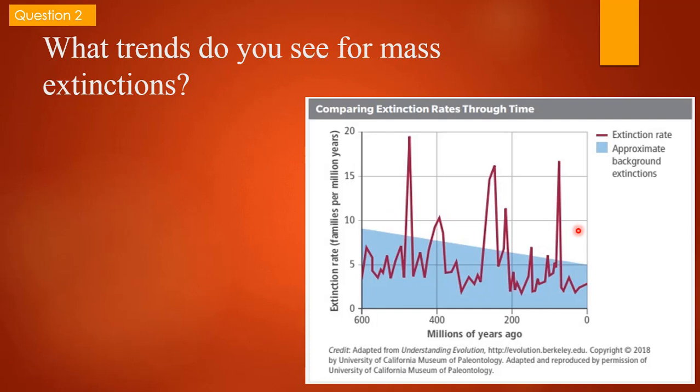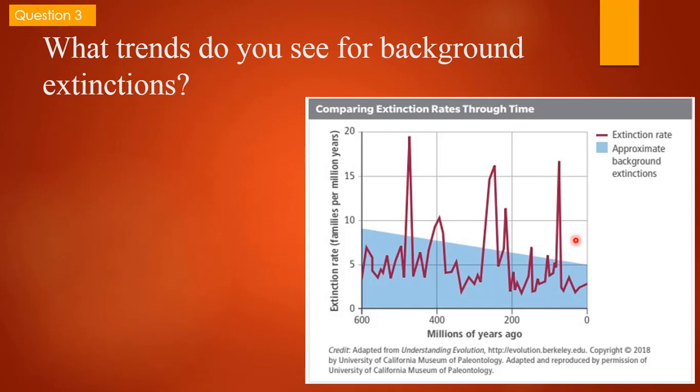Now we're going to look at trends. What trends do you see for mass extinction? What trends do you see in these mass extinctions over time? Are they steady? Do they happen evenly? Or are they unpredictable? Based on what you see, support which one of those, or any other trends that you happen to see in this.